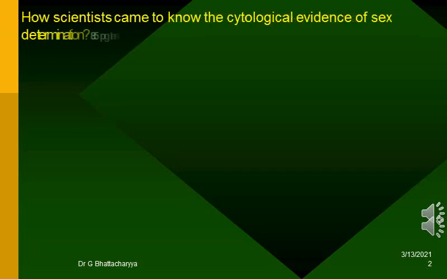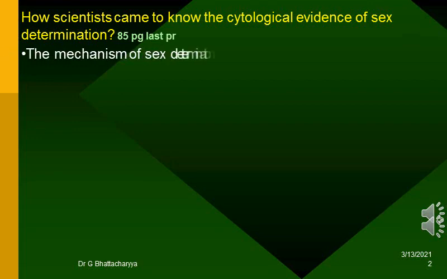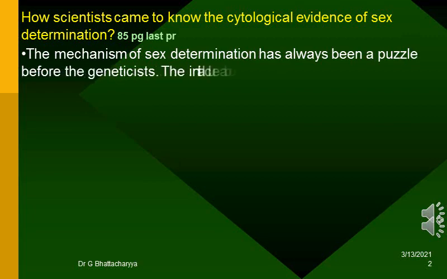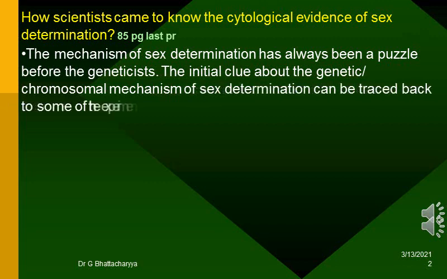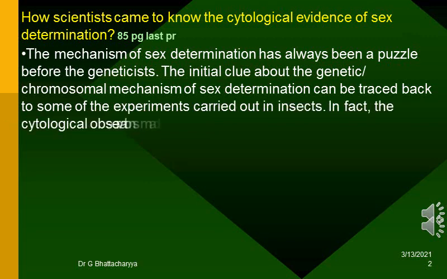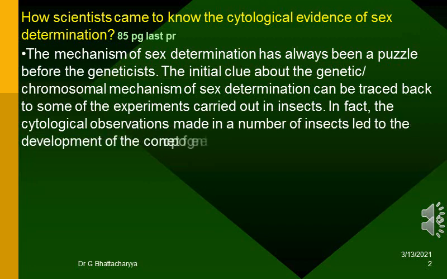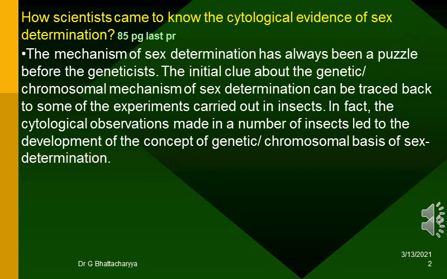How did scientists come to know the cytological evidence of sex determination? The mechanism of sex determination has always been a puzzle before the geneticists. The initial clue about the genetic, chromosomal mechanism of sex determination can be traced back to some of the experiments carried out in insects. In fact, the cytological observations made in a number of insects led to the development of the concept of genetic, chromosomal basis of sex determination.